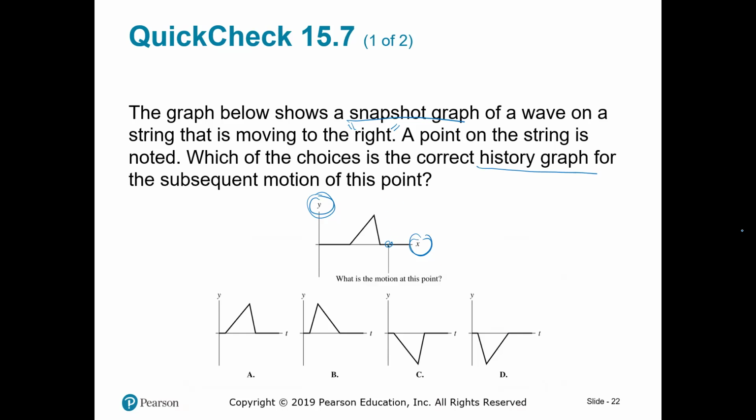So now, history graph, again, what are you doing? You have to observe one point, in other words, a fixed position. So we're going to observe this position only. And then what will happen? Because the wave is traveling to the right, this part will come to this position a short time later, right? And then sometime later, this will come here. So when the wave travels this way, your height will be here, and then when this part comes here, your height will be here.